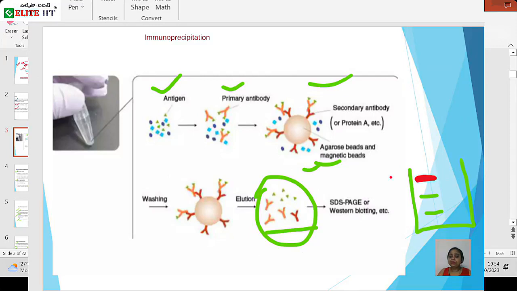Okay, so now see what is happening here. But you don't know which band is for your antigen of interest, na? So in order to identify the band, you have to do what? In the next step, you have to do the Western blot.